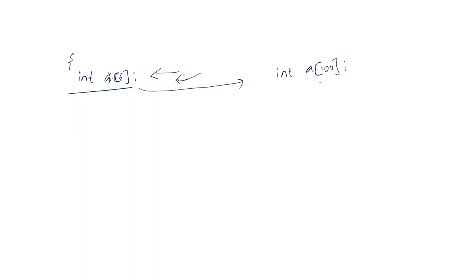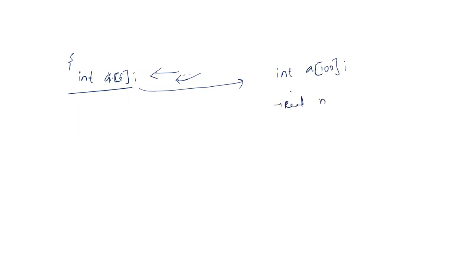Remember, here I've declared a static size, int a of 6. When I write int a of 6, this is fixed. I cannot increase the size and I cannot decrease the size. So what you can do to change the number of elements dynamically is declare the highest size of data in the array. So declare int a of 100.